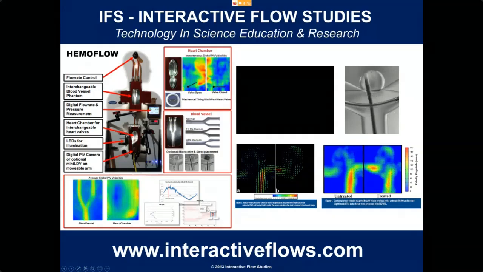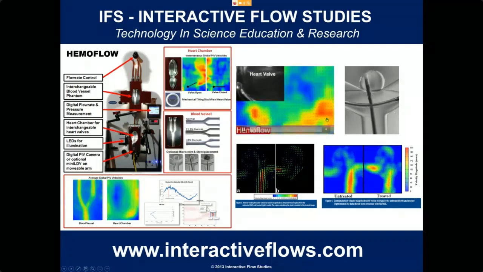This is the digital flow rate and pressure measurement section. And then we have the heart chamber for interchangeable heart valves. You can perform tests on all kinds of heart valves to see what the fluid is like. And LED for illumination, and laser is also used. And of course, we have the digital PIV system. Here are some of the results.